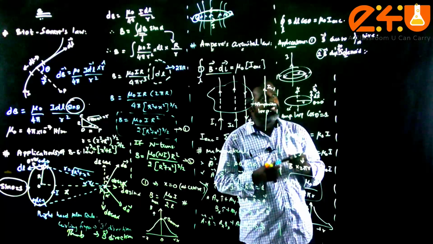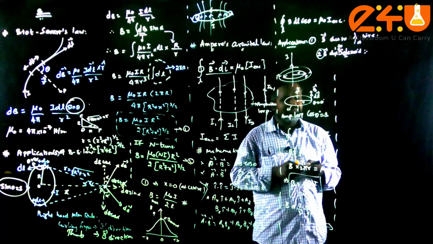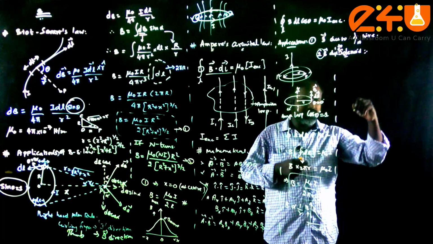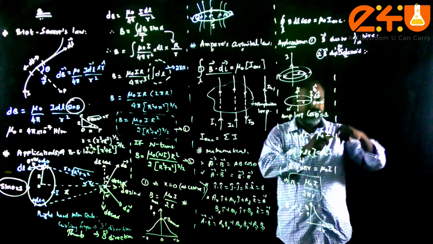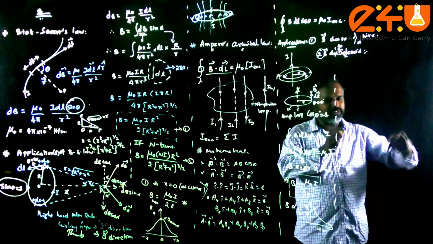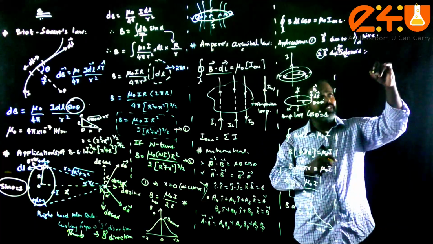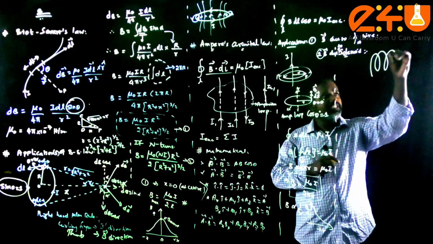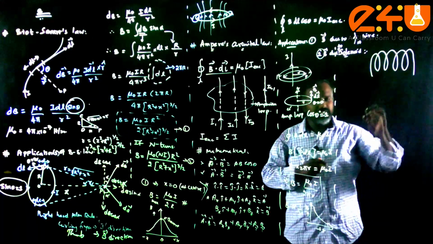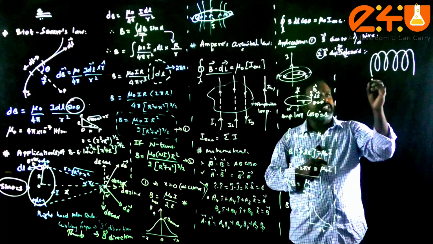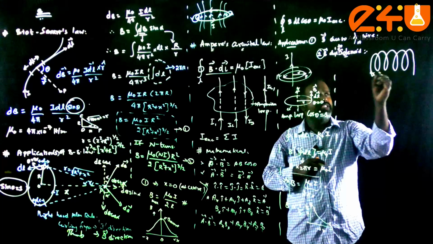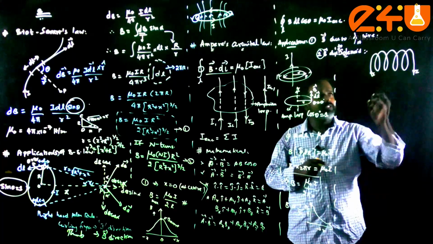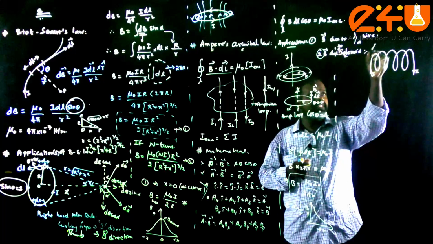So what does solenoid mean? A solenoid is nothing but an insulated copper wire which is wound in the form of a helical shape, in the form of like this. Yes, in this manner you have to draw. So let us consider some current I is passing through a solenoid of length L.